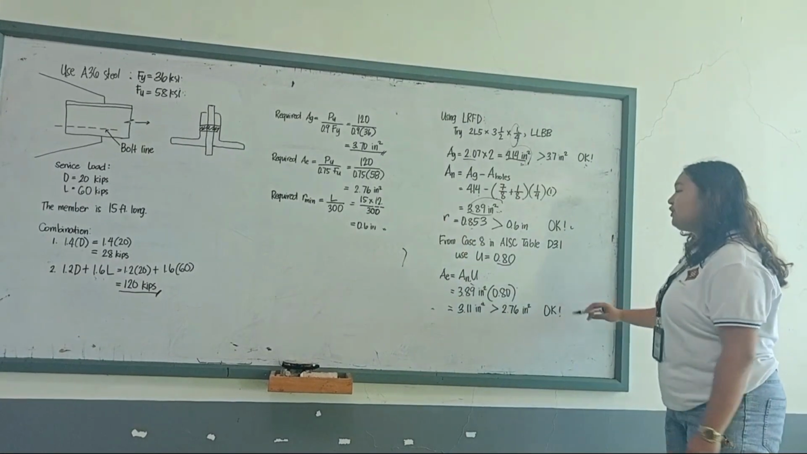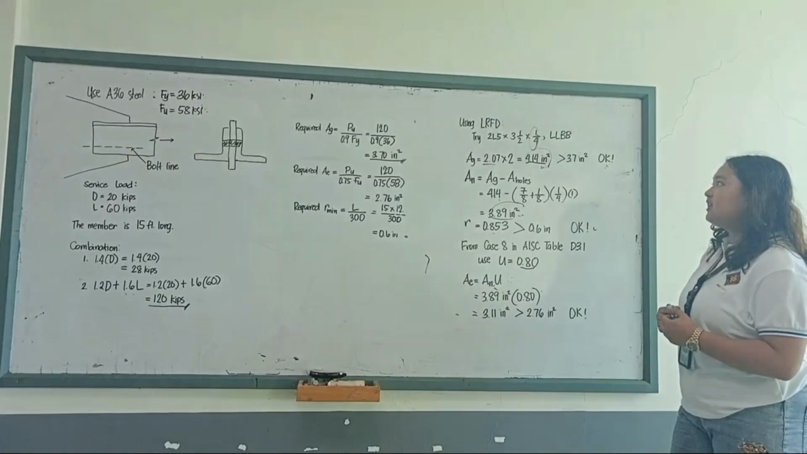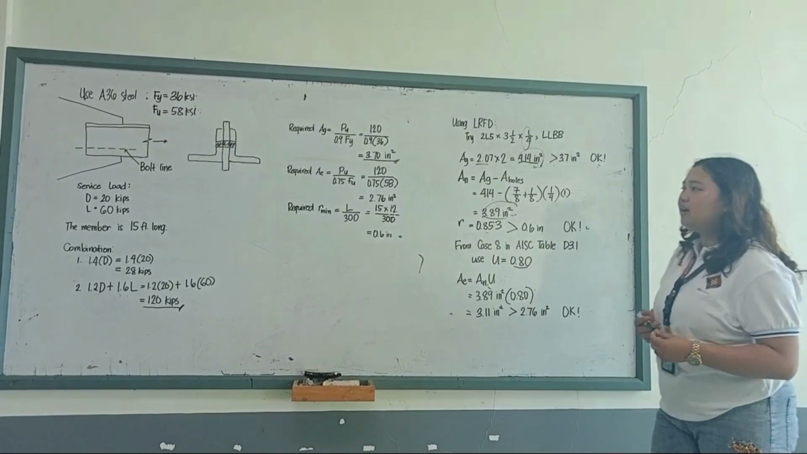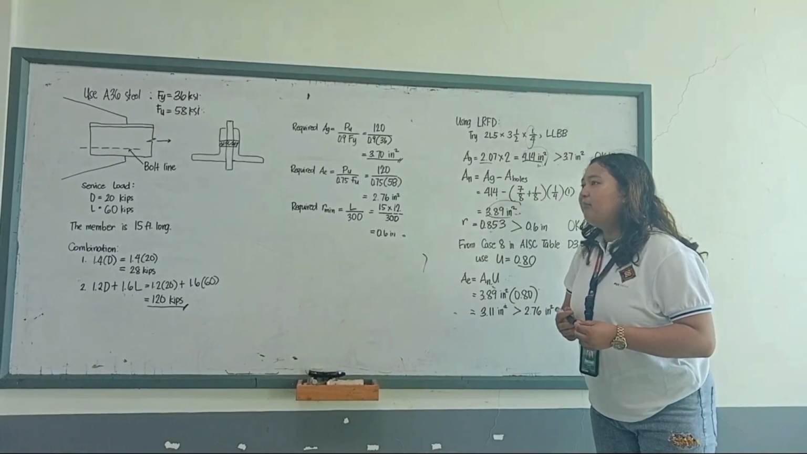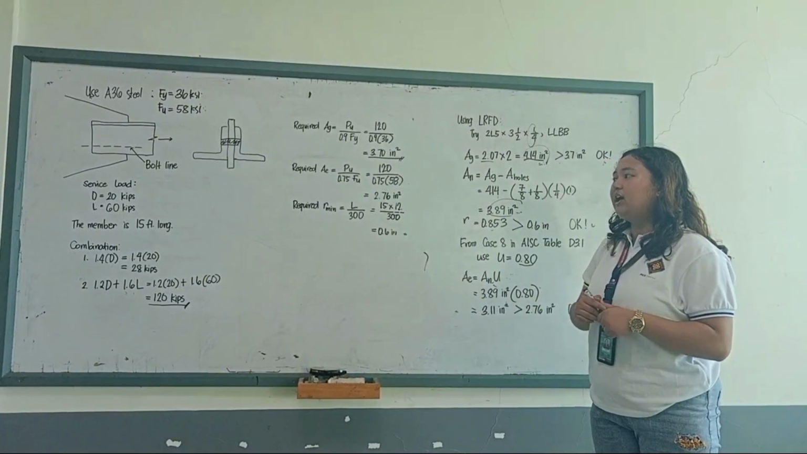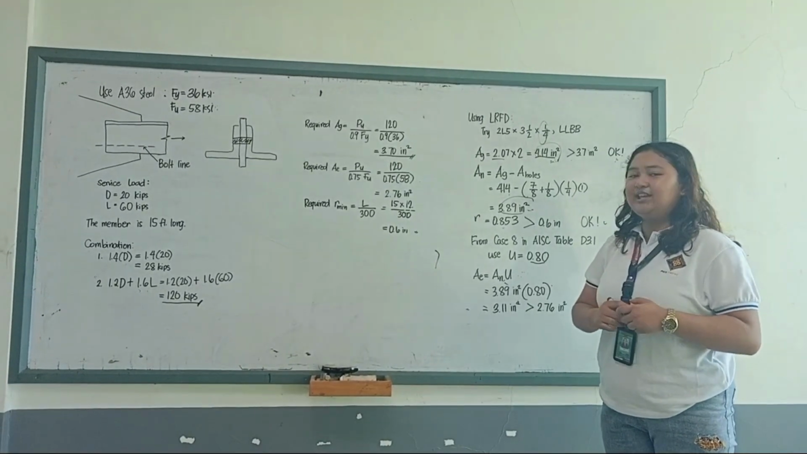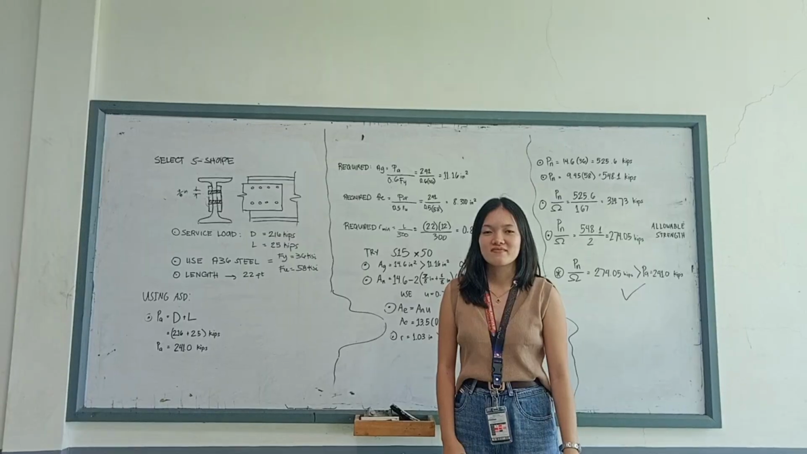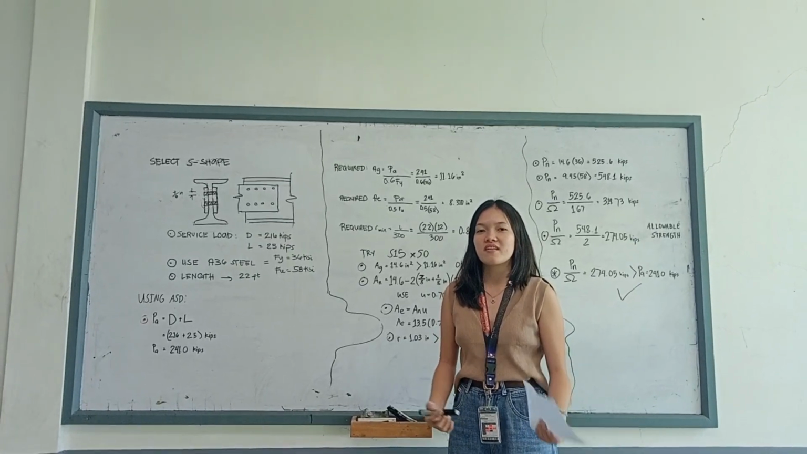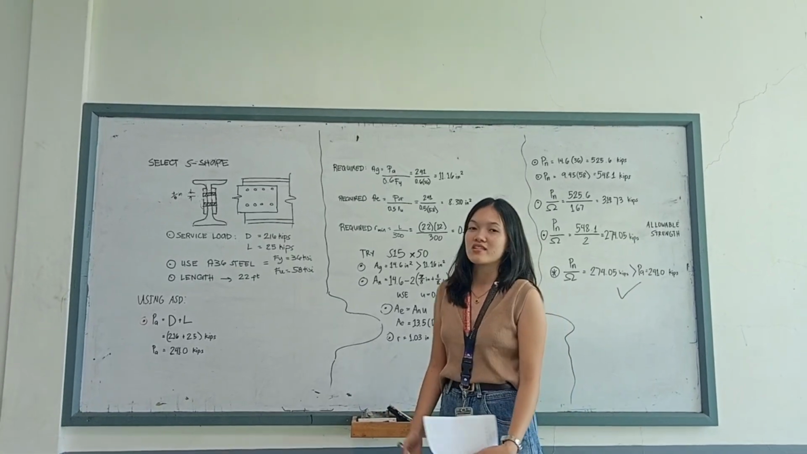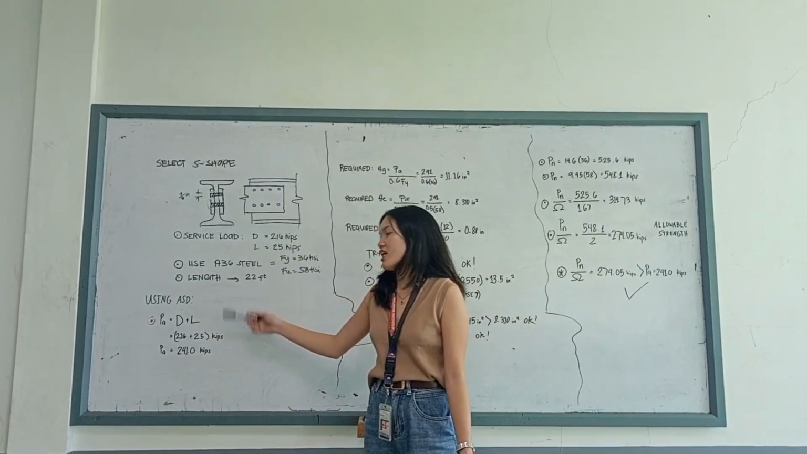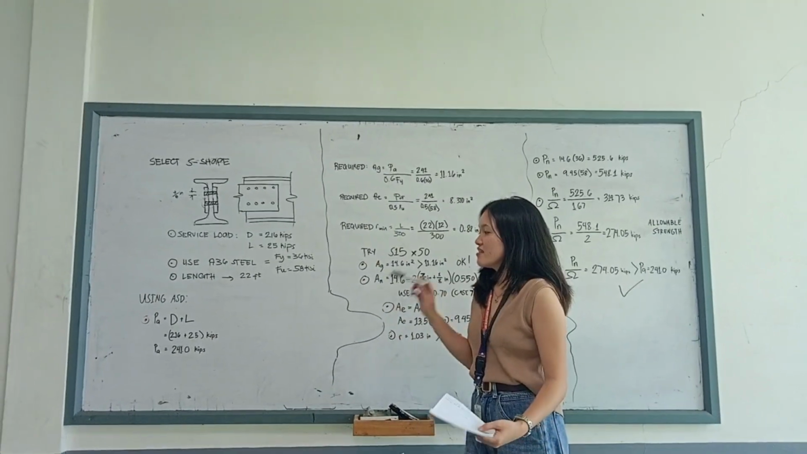And in conclusion, we can say that using the LRFD, our member can really resist the load. We have the dead load of 20 kips and live load of 60 kips. Thank you. Since we are done with LRFD, let's proceed to the second method using ASD or the allowable stress design.